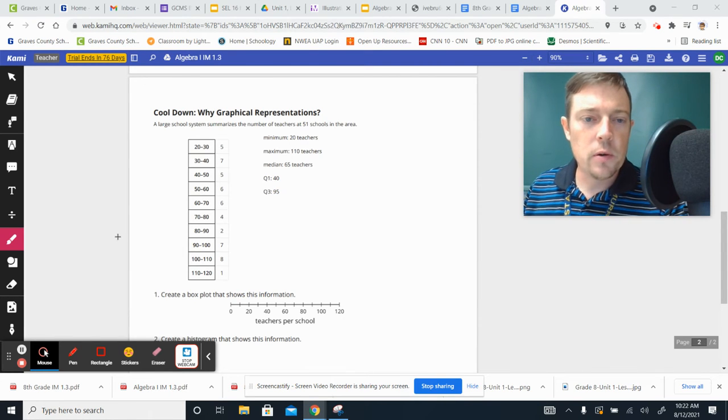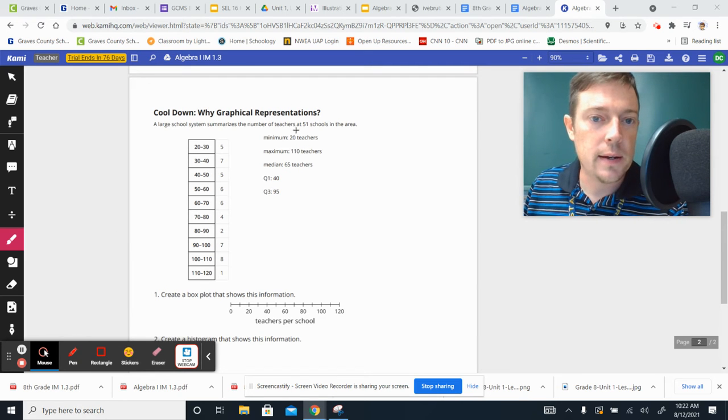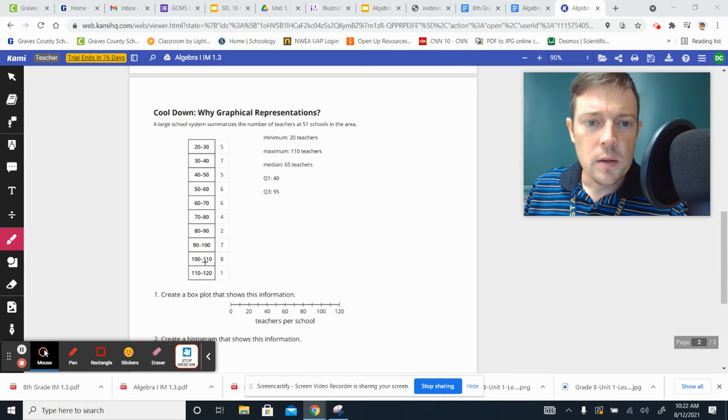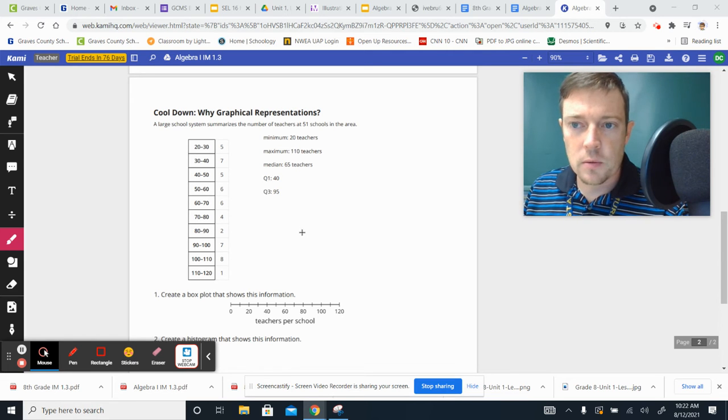Just going over it for you really quick. The nice thing on the cool down is that I already organized all this data about this large school system that summarizes the teachers at 51 different schools in that area. So we've got everything already done for you. Your 5 number summary is right here, and you've got your frequency breakdown over here. So all you had to do is build the graph and then answer the question. I'll walk you through that. If you were having trouble with it, you can follow along here.